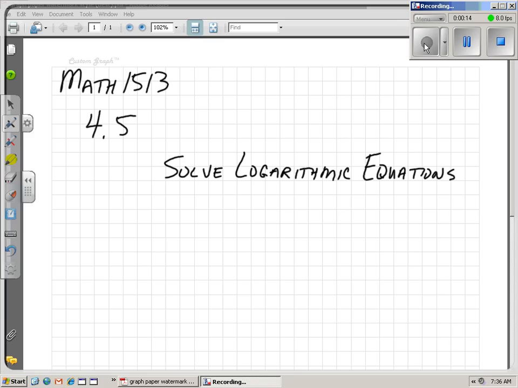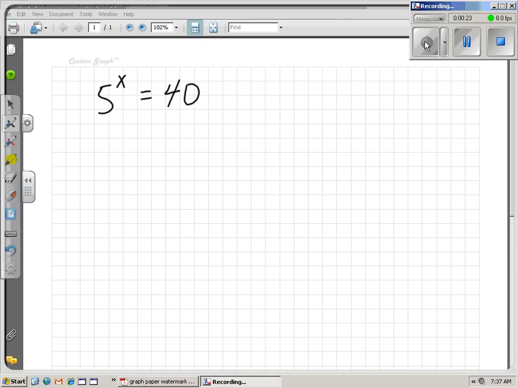Alright, what does that mean? It means you're looking for the necessary exponent. You use logarithms when you're looking for an exponent. So something like this. I don't know what the exponent is. 5 to what power would give me 40? And it's going to be kind of an odd number. It's not going to be a whole number.